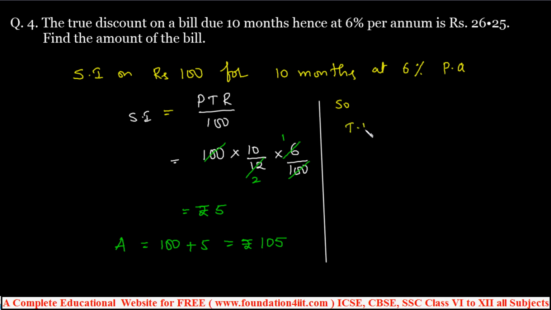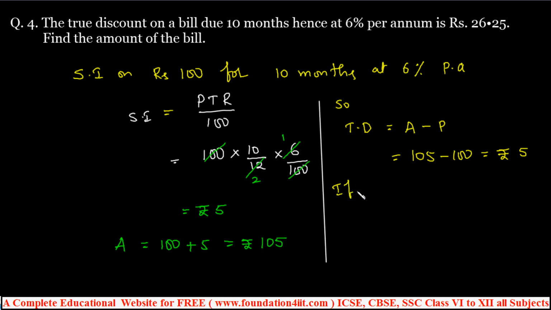Therefore, true discount is equal to amount minus principal. True discount is amount minus present worth, just like that. So 105 minus 100, the same rupees 5 we got. So if true discount is 5, the sum due is 105.